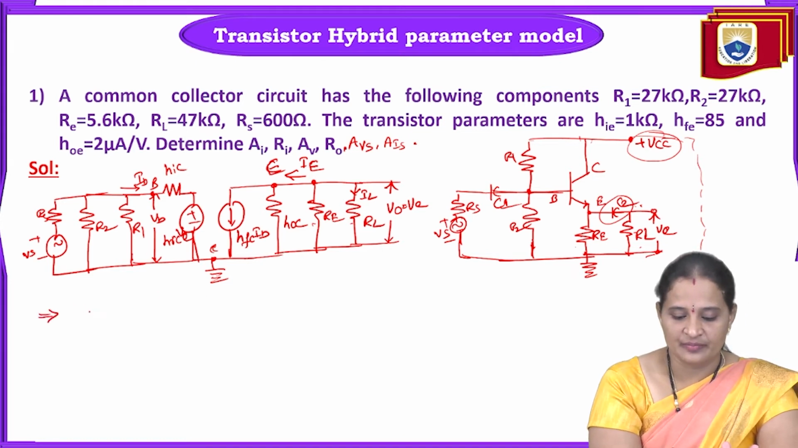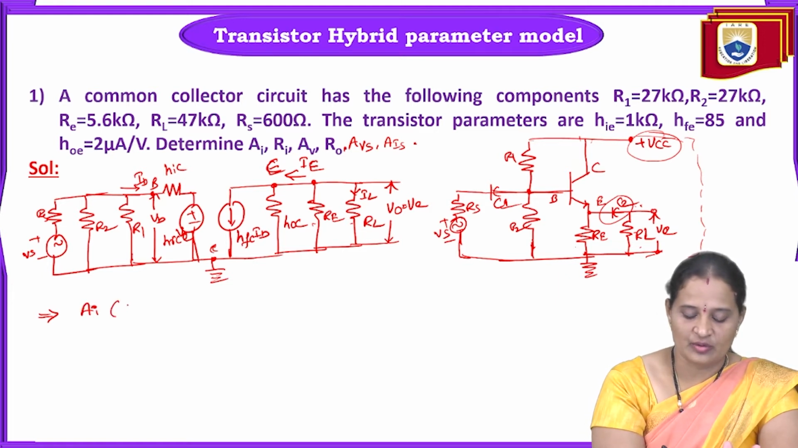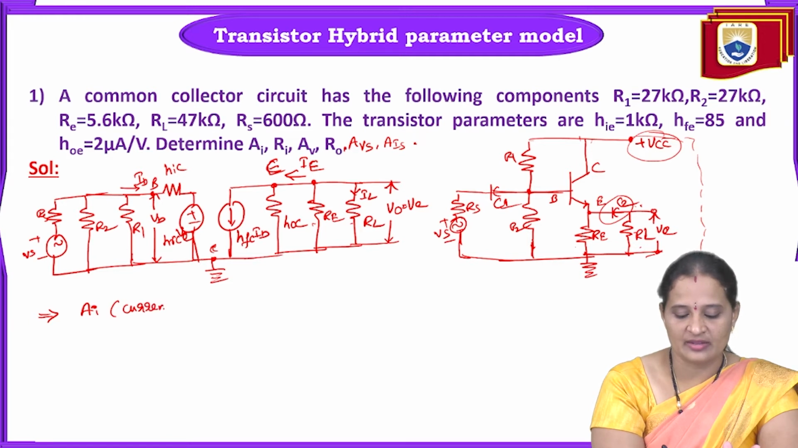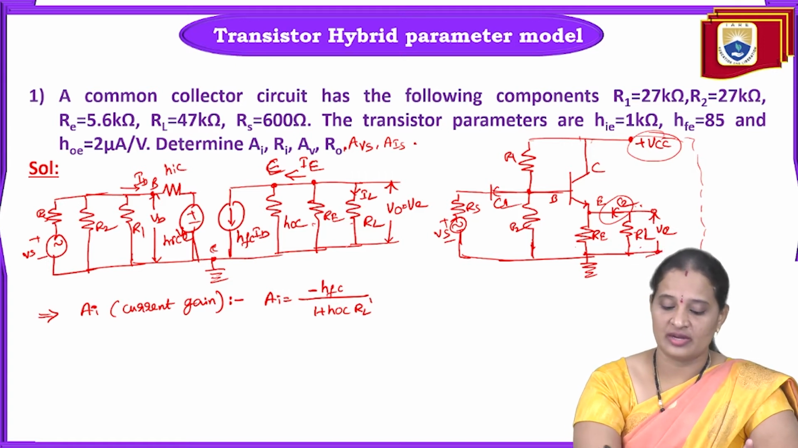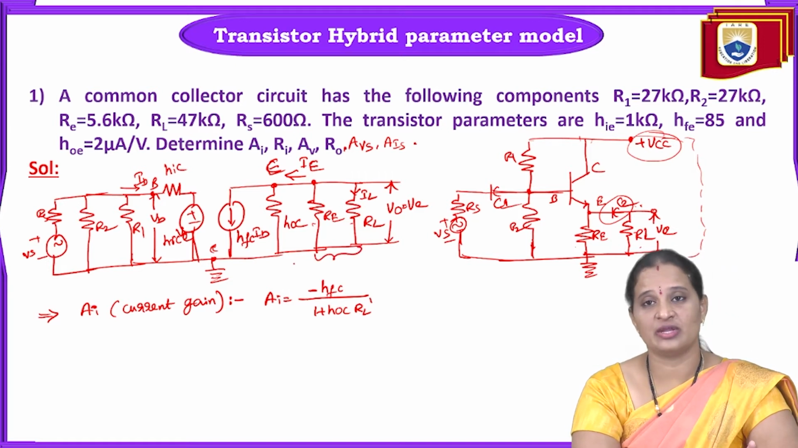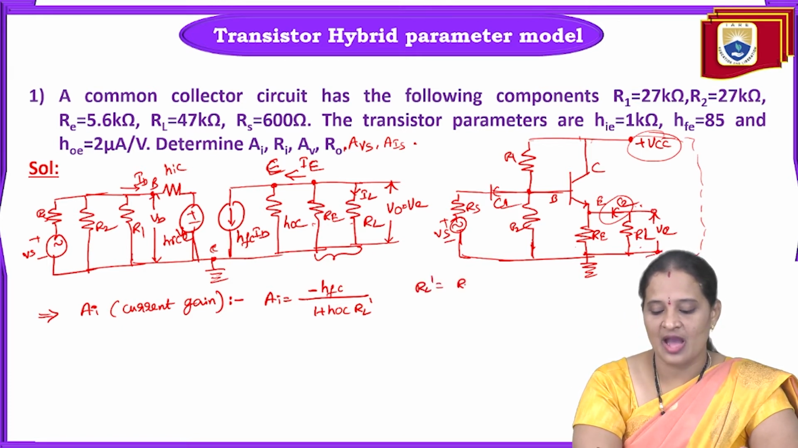Now the first thing, AI, that we are going to calculate, that is current gain. Already we know the formula. What is the formula for current gain? AI is equals to minus HFC divided by 1 plus HOC into RL dash. So why we are taking RL dash? Because at the output side we have two resistors connected in parallel. So RL dash is nothing but RE in parallel with RL.